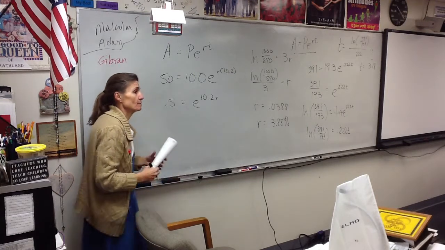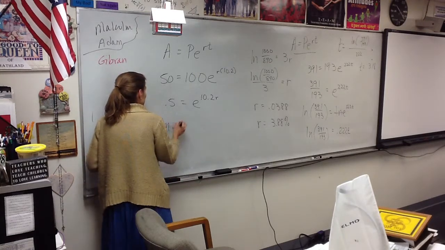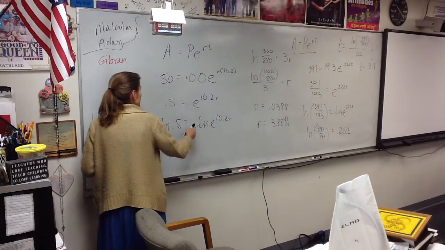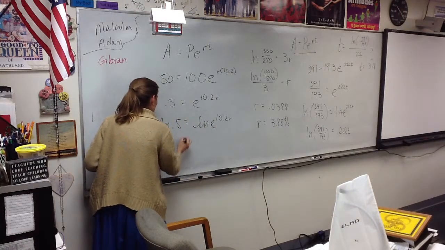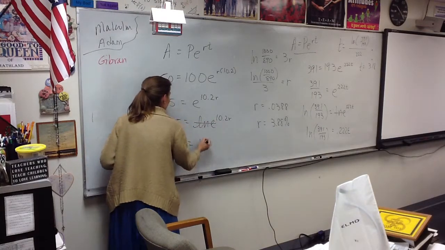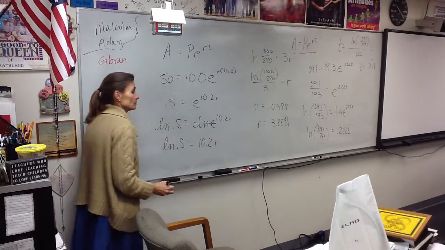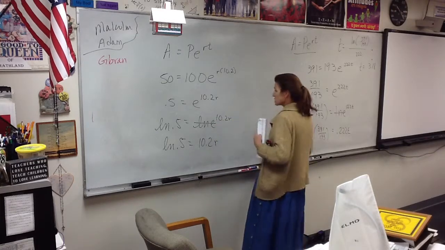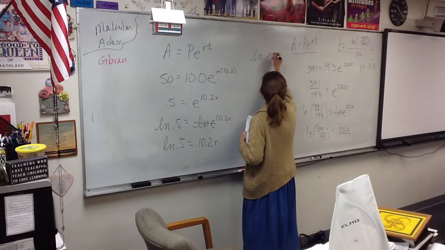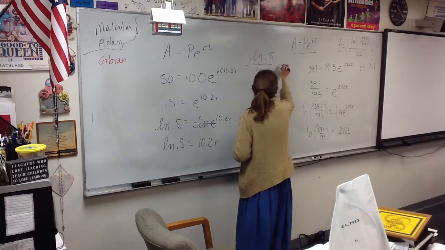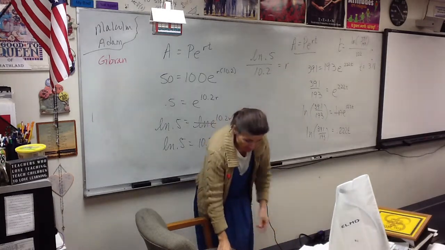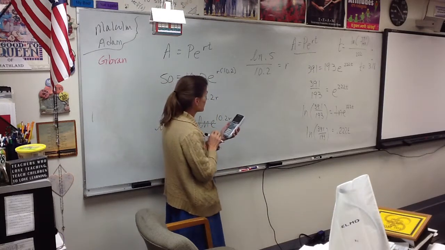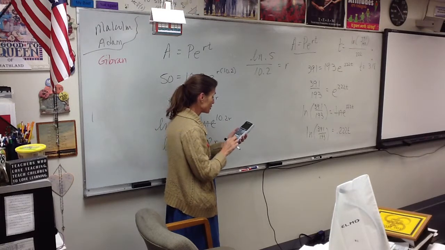What do I do next? ln. What happens to my ln and my e? They're gone, right? So my answer this time is just going to be ln 0.5 divided by 10.2. Now, this is going to be interesting. Go ahead and type this in: ln 0.5, close parentheses, divided by 10.2.